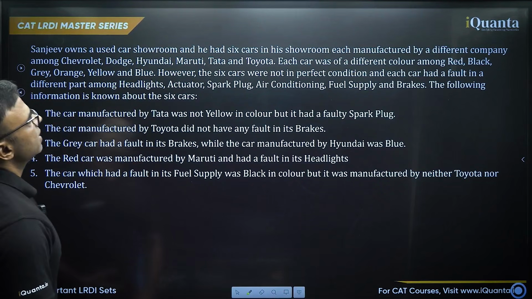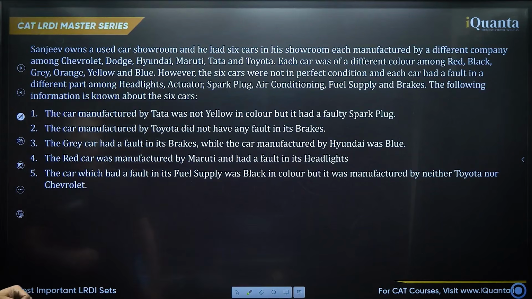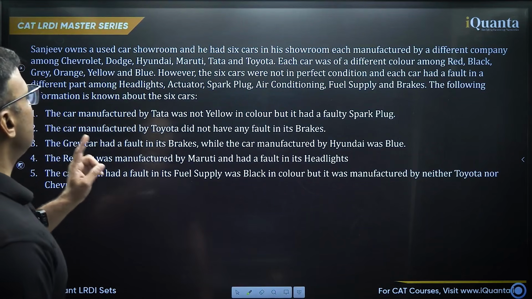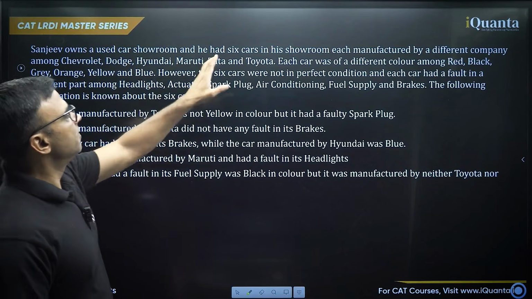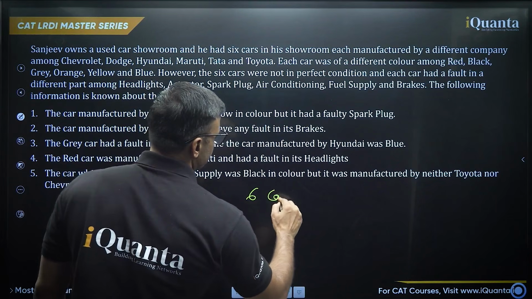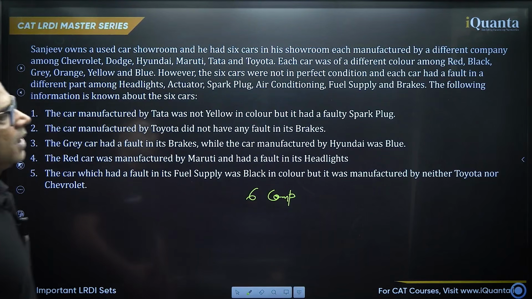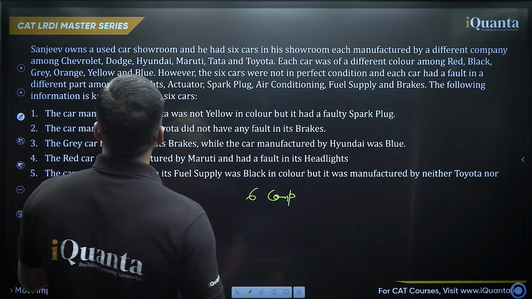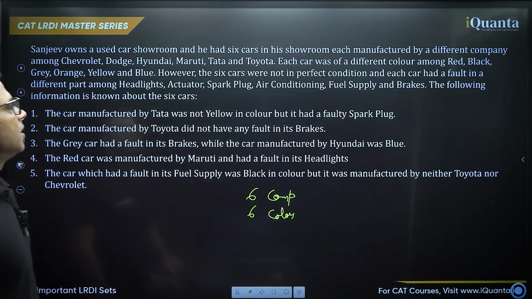Sanjeev owns a used car showroom and he had 6 cars in the showroom, each manufactured by a different company among Chevrolet, Dodge, Hyundai, Maruti, Tata and Toyota. So 1, 2, 3, 4, 5, 6. So 6 companies. Each car was of a different color among red, black, grey, orange, yellow, blue. 6 colors. Make a habit of making short notes.